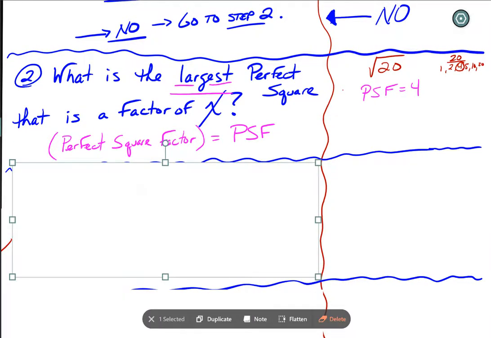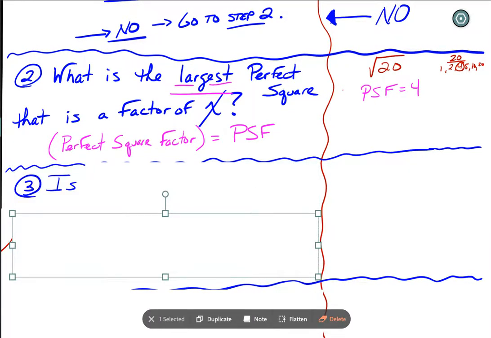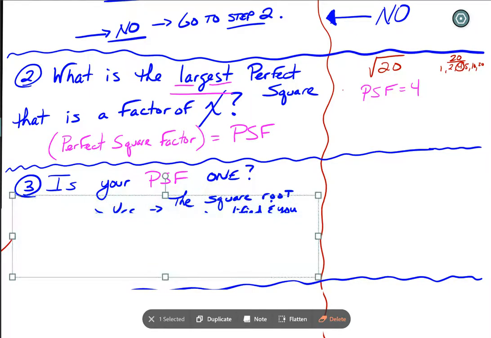Okay. Next thing, you ask yourself another question. Once you've found that perfect square factor, okay, is your perfect square factor 1?